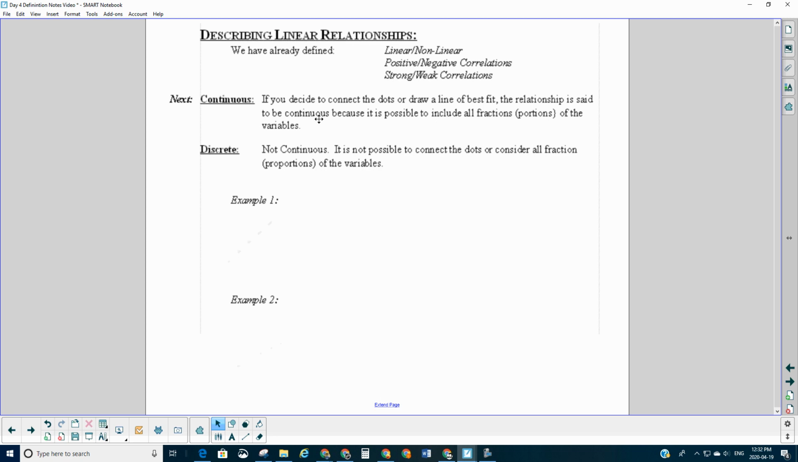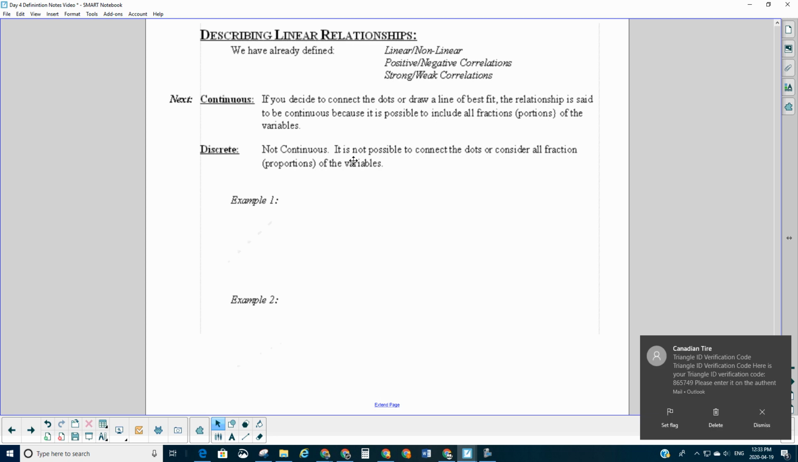If you decide to connect the dots or draw a line of best fit, the relationship is said to be continuous because it's possible to include all fractional portions of the variable. That's a little wordy. We'll see an example that'll better describe it. Essentially the opposite of continuous is discrete, not continuous. It's not possible to connect it, and you can't have portions of the variable.